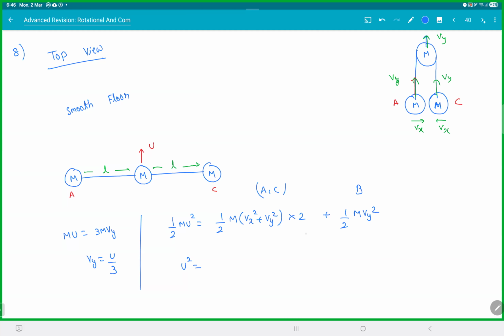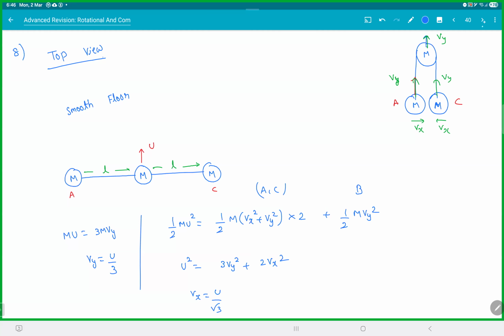That will be how much? 3 by 2 Vy square. Half m will cancel, half m will go off. That would be 3 Vy square plus 2 Vx square. So Vy square will be u square by 3. That would be 2u square by 3. So Vx is equal to u by root 3. Check your speeds. This is the standard thing. This much you should be able to get. Energy and momentum.